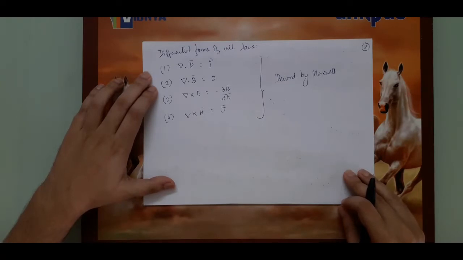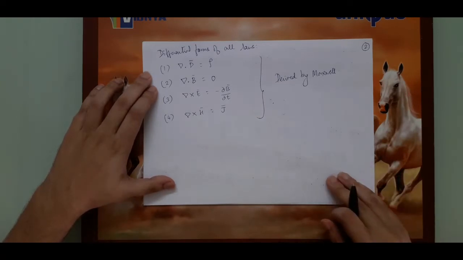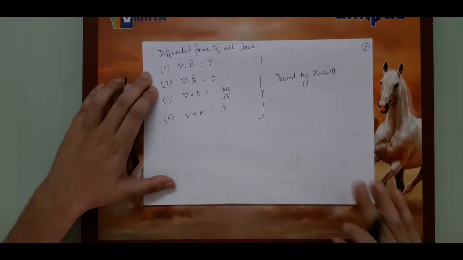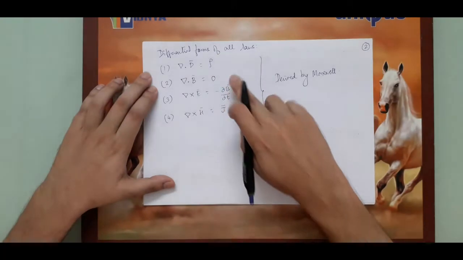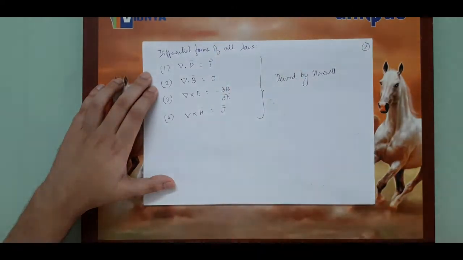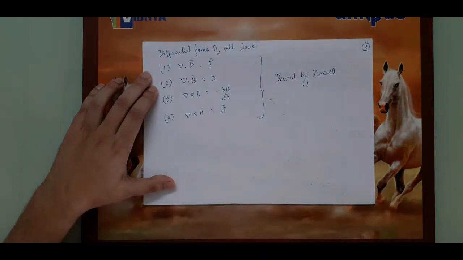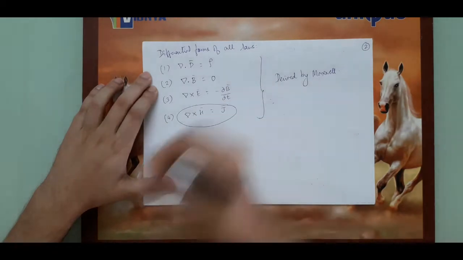So all was going good. The only thing was that Maxwell faced a problem. Maxwell was convinced with three equations out of these four, but one equation he knew was not correct, and that was the Ampere's law.